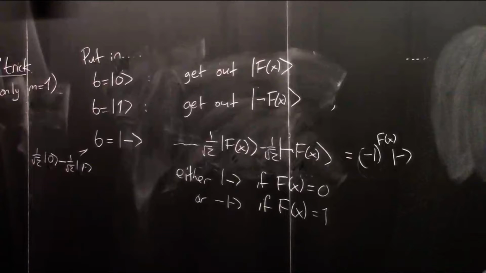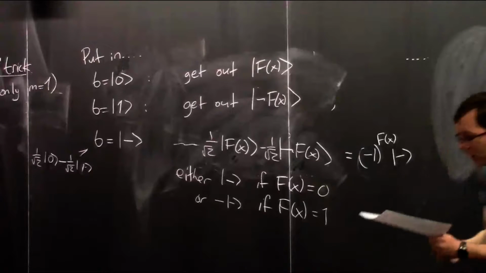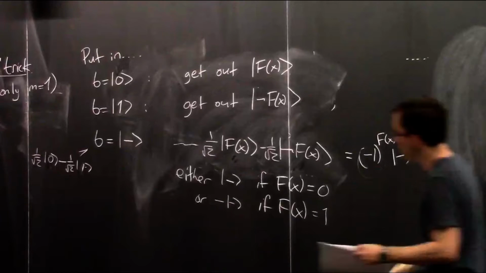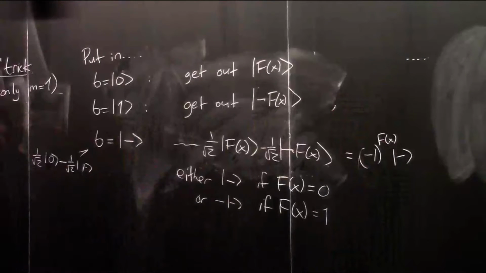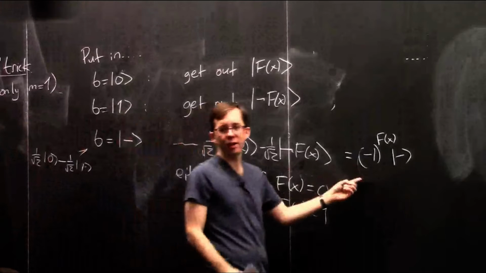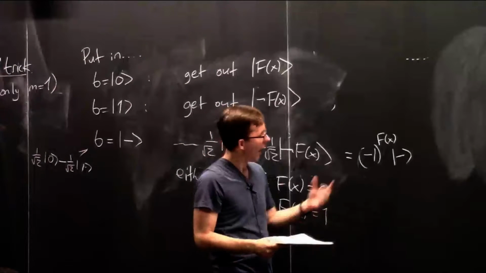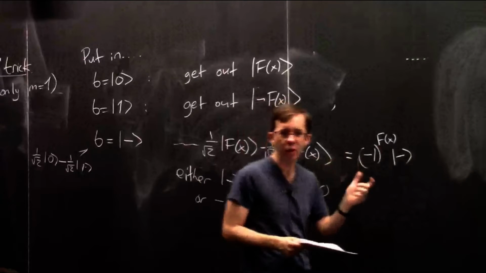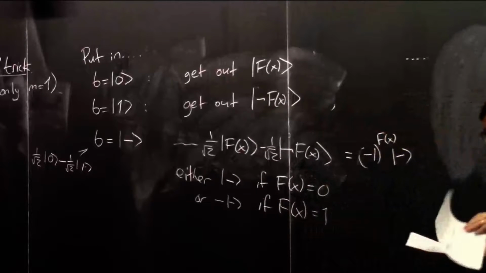OK. So it's pretty cool because in some sense, you put in an x, you put in ket minus here, and you actually get out ket minus, but up to a sign, a plus or minus sign, or a phase as it's sometimes called. And the computation was affected in the sign. It swapped the sign or didn't swap the sign, depending on whether the answer was 0 or 1.